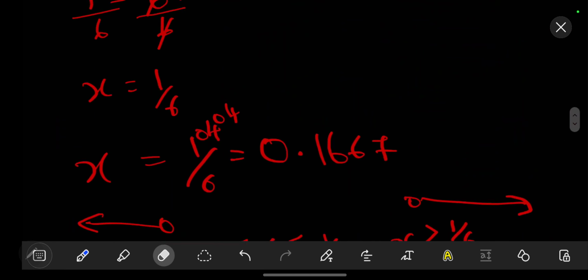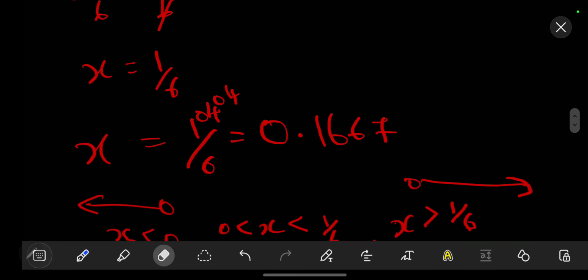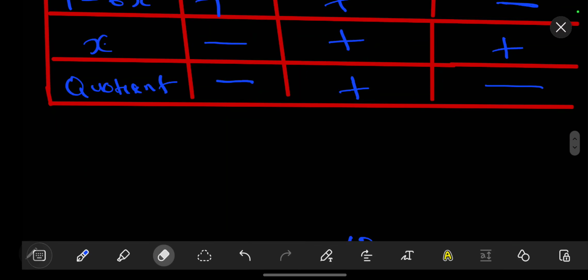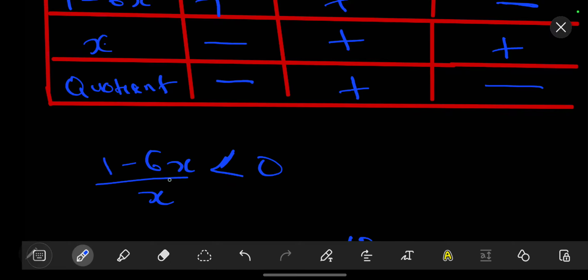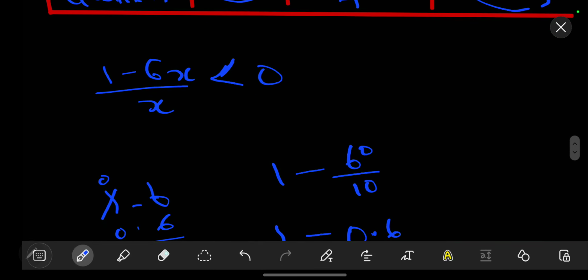Let's now look at our equation. On the factors, it's saying that 1 minus 6x over x is less than 0. So now, they are telling you that the quotient, when you divide this and this, you should get a value that is less than 0. So the only value that is less than 0 is a negative. So in this case, this will be our solution and this will be our solution. So if that's the case, let's put that as our solution.